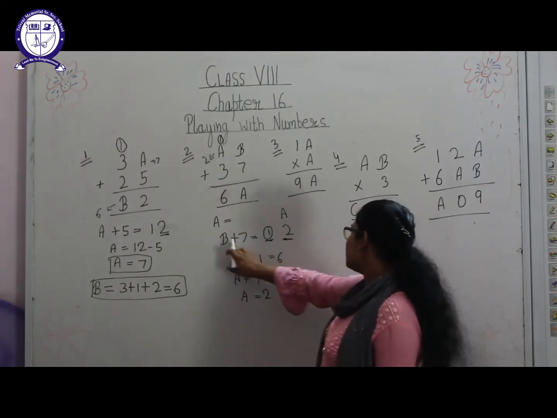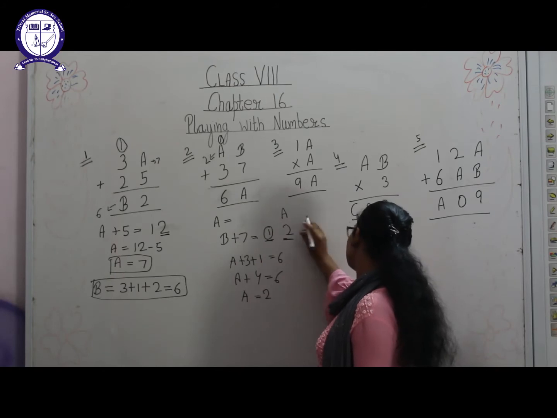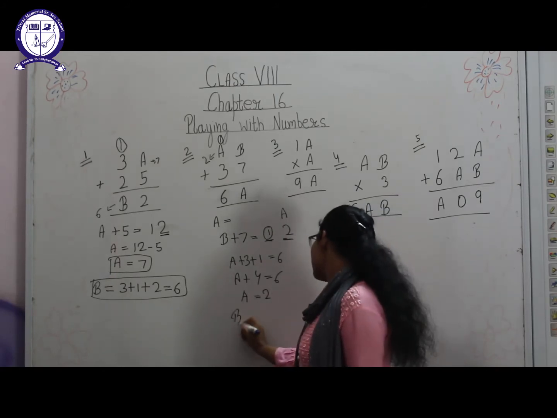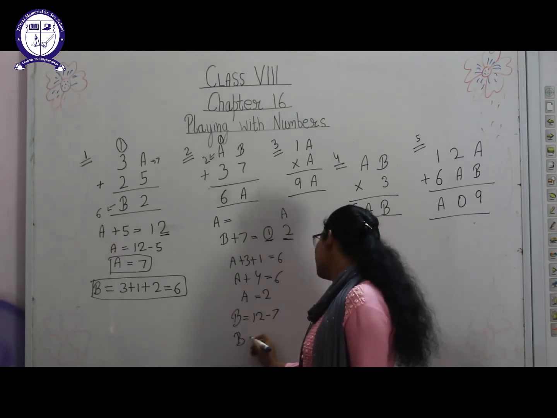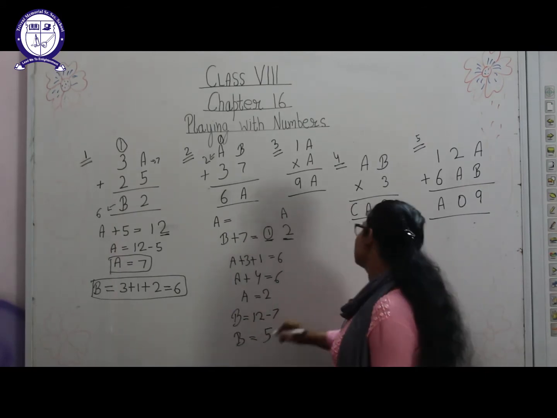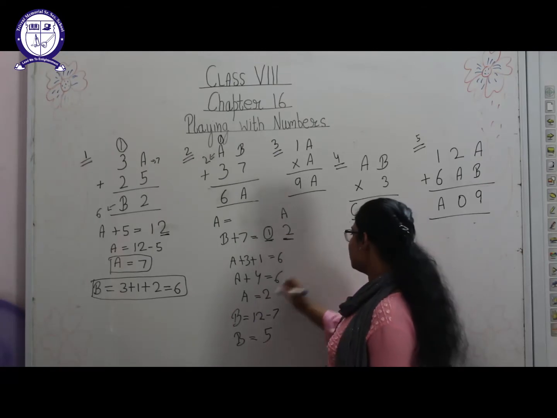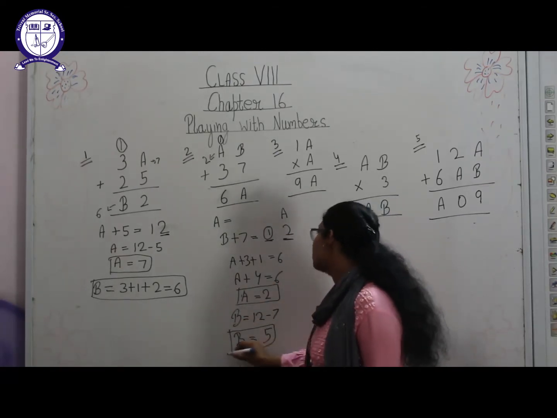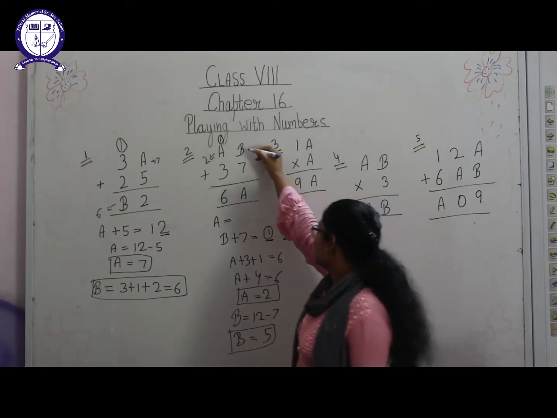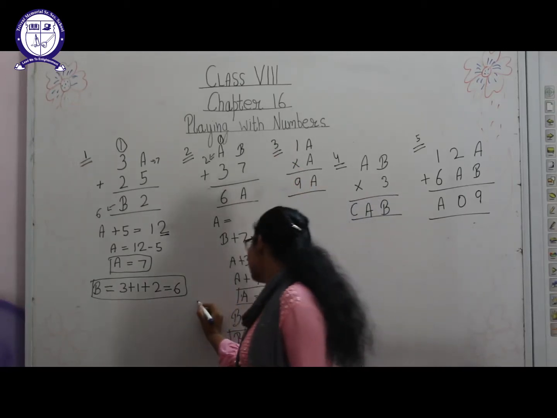So what will be the value for b? The value for b will be 12 minus 7, and b comes out to be 5. Okay, so this is the correct answer for A and B. A is 2 and B is 5. We can check it out. If we are putting the value of B as 5 here.